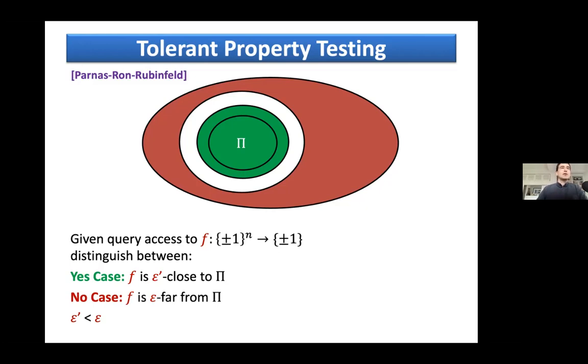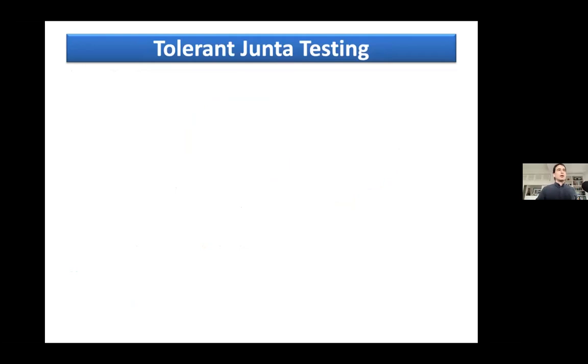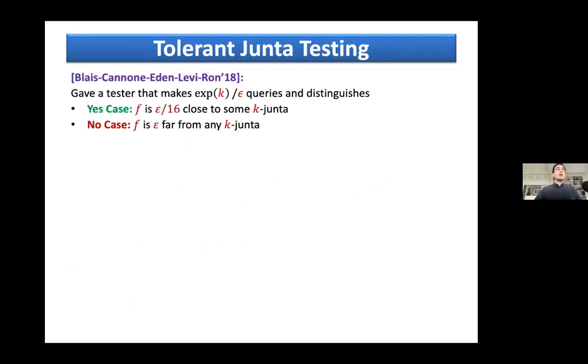Okay, so this notion is called tolerant property testing. It can distinguish between things that are epsilon prime close to pi or things that are epsilon far from pi. There's a gap between epsilon prime and epsilon, so there's still this white area for which you can answer whatever you want. It turns out that for this task we know algorithms, but they have many more queries.